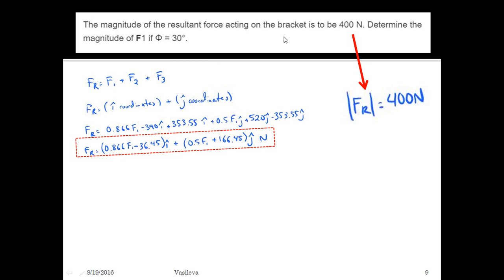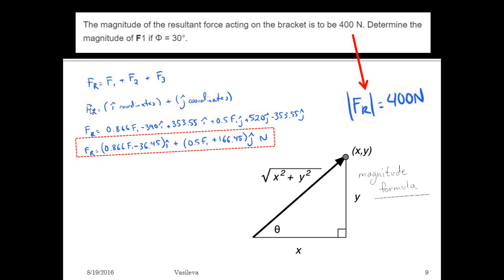If we look back to the problem, it gives us the magnitude of the resultant force, which is 400 newtons. But if we think about it, we have another value for it, because the resultant force is just the summation of all of the forces. If we sum F1, F2, and F3, we get another representation of the resultant force. Make sure you combine all of the x coordinates together and all of the y coordinates together, so that you don't get confused and jumbled.